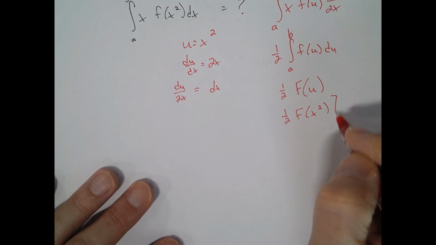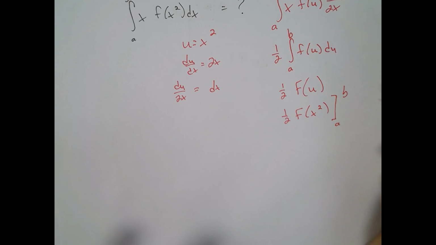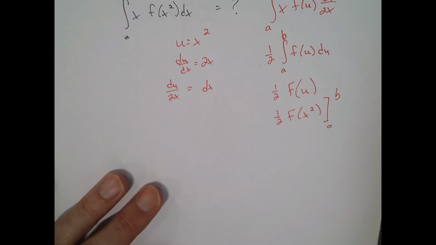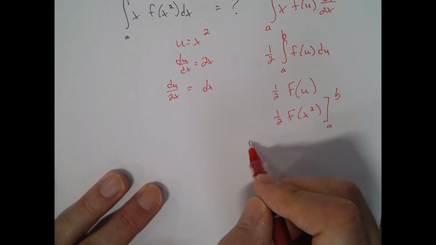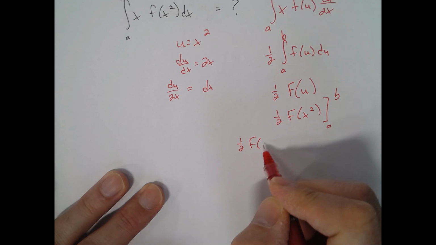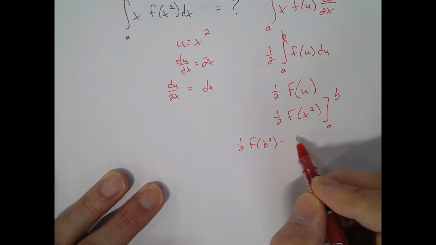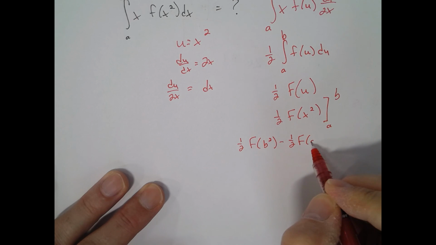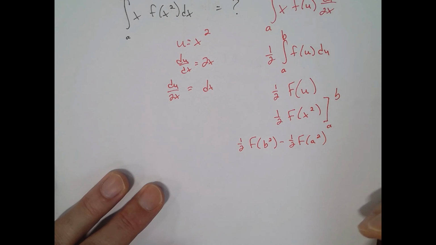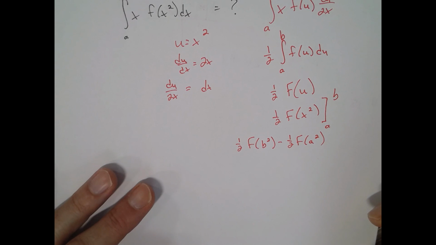And we're going from A to B. And so then we just evaluate it. So it's 1 half capital F of B squared minus 1 half capital F of A squared. So that looks like it is letter A.